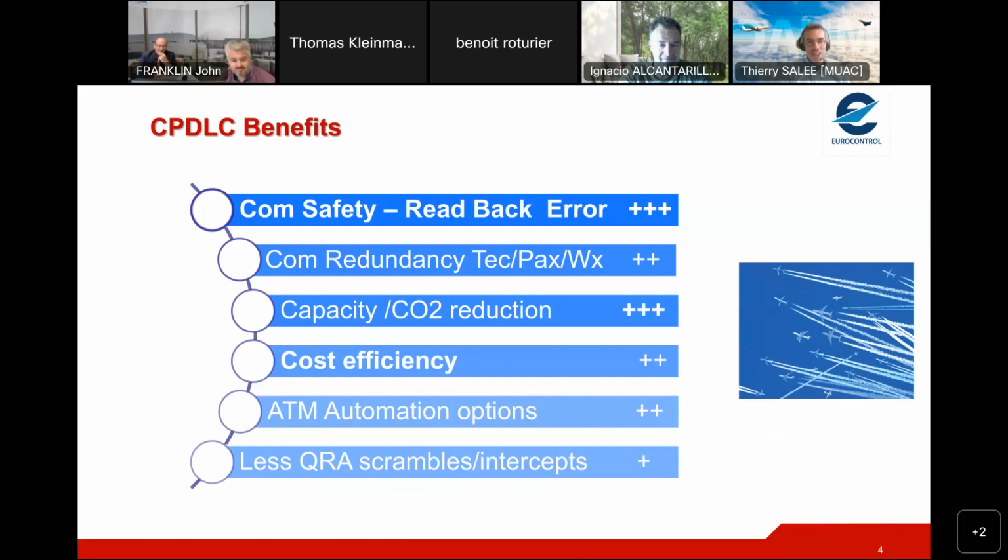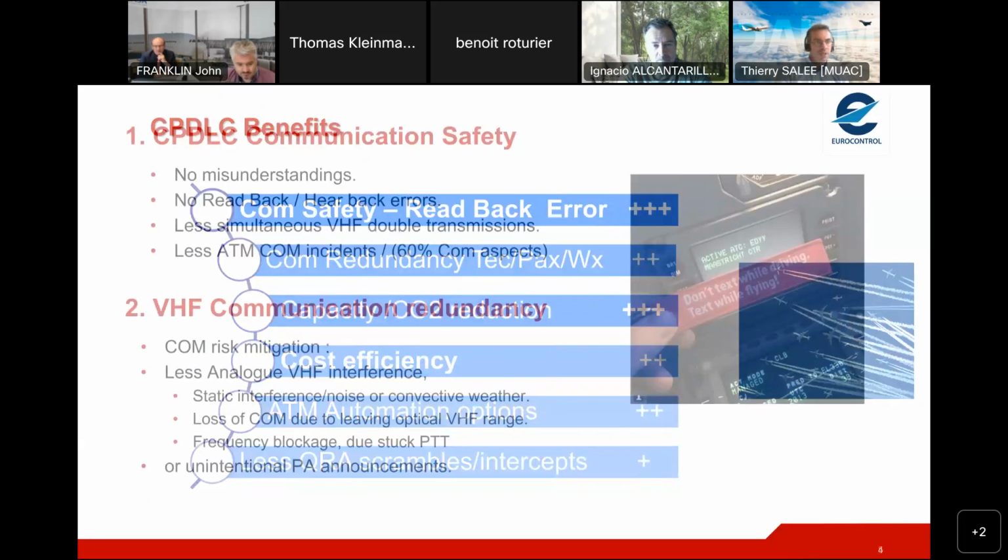In terms of communication redundancy, we have CPDLC as an alternate to voice or as a second means of communication. For sure, capacity and increase in capacity, cost efficiency, automation. So I will go a bit more into the details.